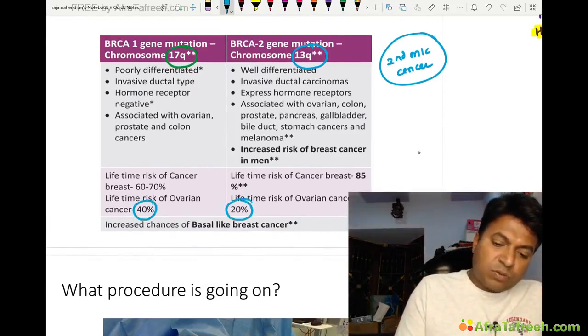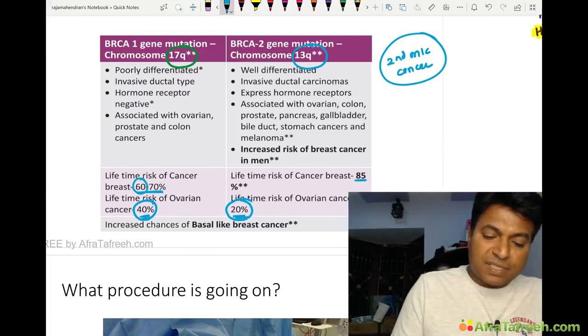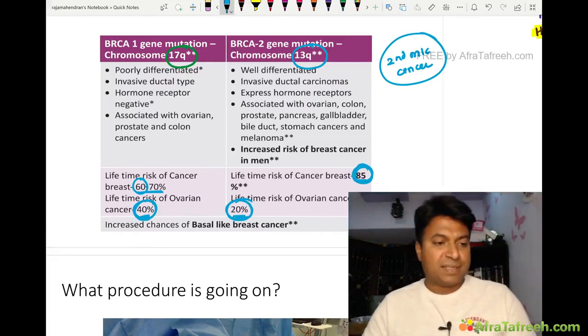Ovarian cancer. So the first cancer is breast cancer, and the second cancer is ovarian cancer. BRCA1 has a 60% risk of breast cancer and 40% ovarian cancer. BRCA2 has 80% breast cancer and 20% ovarian cancer.